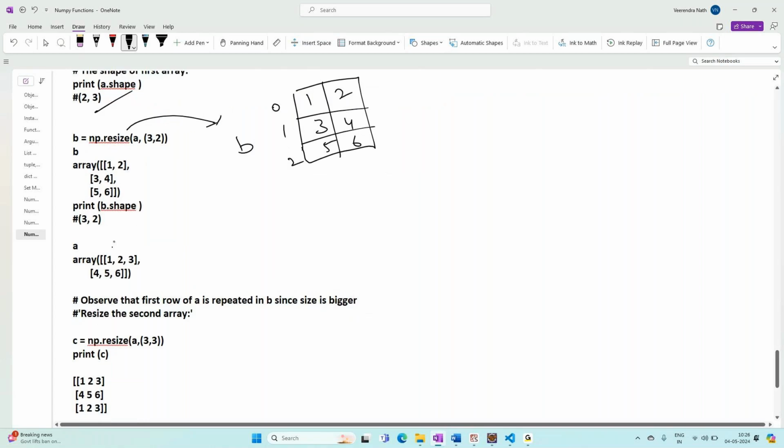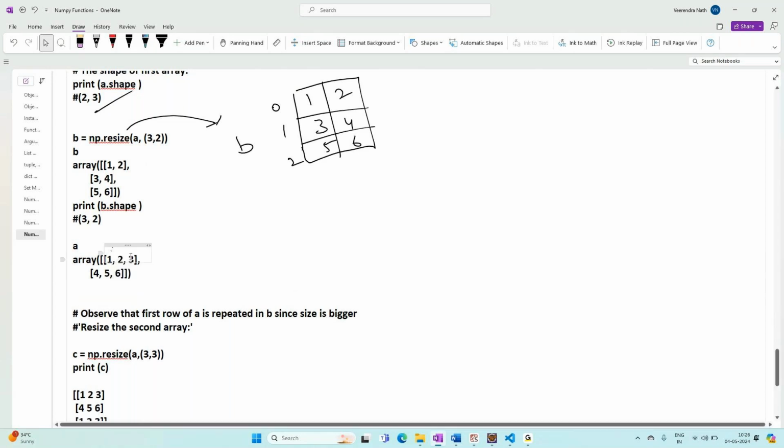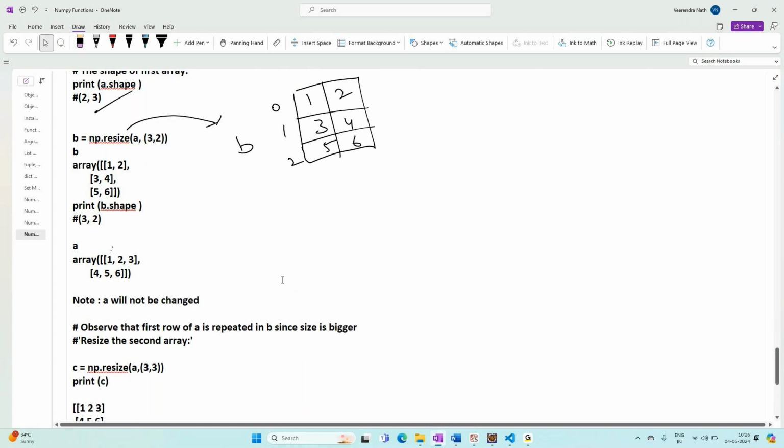So here I'll write that point. Note. So I'll make a small note here. What is the note I will make? A will not be changed after resize, as resize just creates a copy. Just creates a copy. Always remember. Okay.